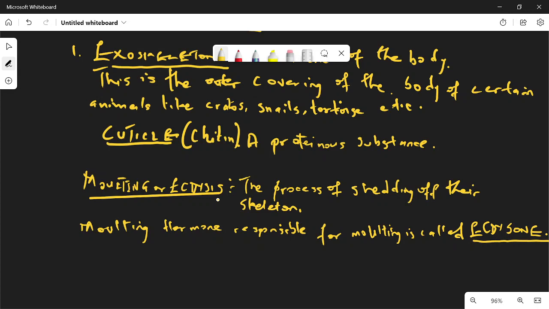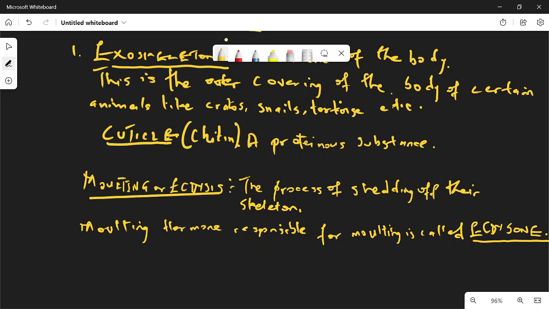We said the skeleton is on the outside of the body of the organism. The skeleton is made of chitin. It is called cortical, and it is richly made of chitin, which is a proteinous substance. So the process of shedding it off is what we refer to as ecdysis or molting. And there is a hormone that is responsible for that. The name of that hormone is ecdysone. So that is about the exoskeleton.